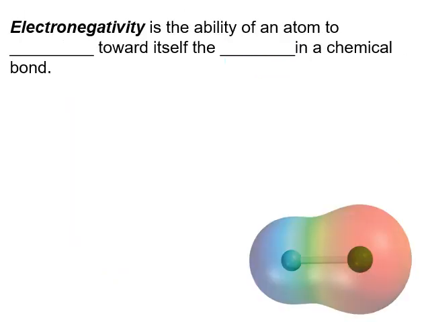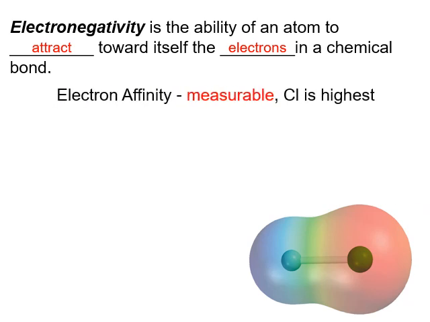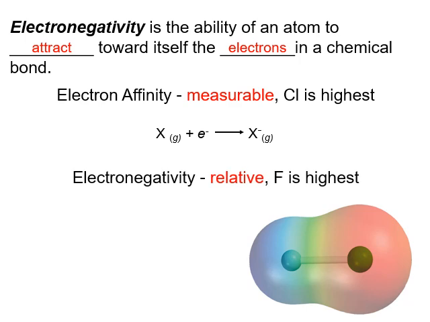So what is electronegativity? It's the ability of an atom to attract toward itself the electrons in a chemical bond. This occurs in covalent bonds. Now, if there's a very large difference in electronegativity, ionic bonds are formed. That's the reason for it. Ionic bonds form because of the great difference in electronegativity. Now, electron affinity is measurable, and chlorine has the highest electron affinity, whereas electronegativity is relative.